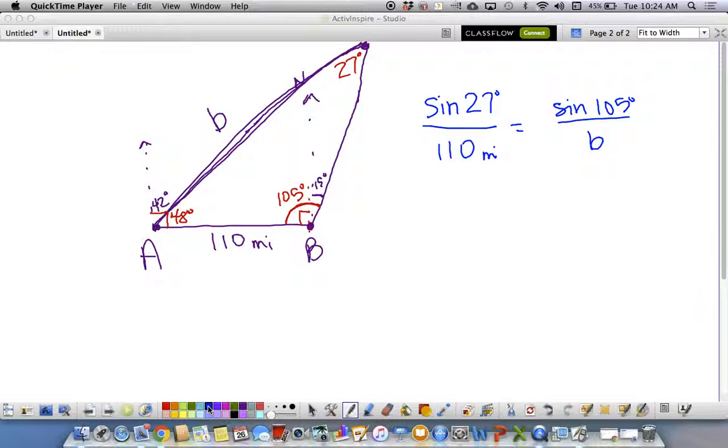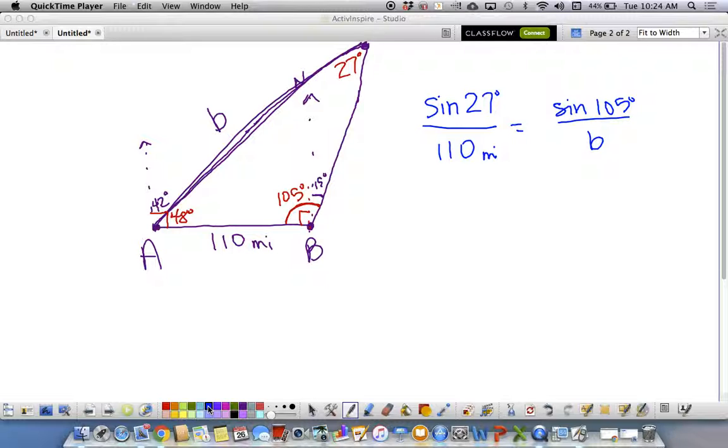105 degrees is 27 degrees. That's going to be your smallest angle. Should it be significantly bigger? Yes, from opposite 27 degrees, opposite 105, it should be a big difference. Not like thousands maybe, but it should be bigger.